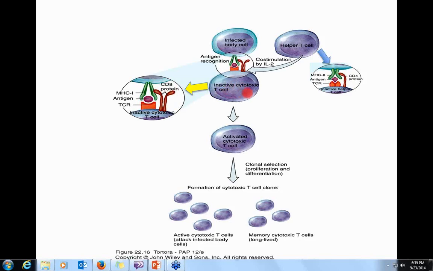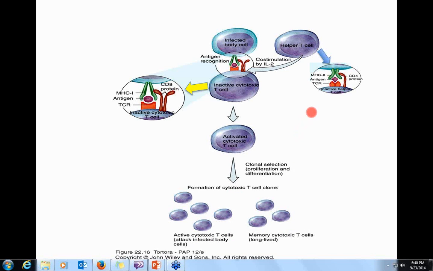To get this inactive cytotoxic T cell to go, you need to give it gas. And that is the interleukin-2 stimulated or produced by the T helper cells. So once you have the interleukins, the gas, but first you have to have the key in the ignition, then you have an activated cytotoxic T cell, and after clonal selection, you get a whole bunch of activated cytotoxic T cells, and you get some memory T cells, and this is for later.